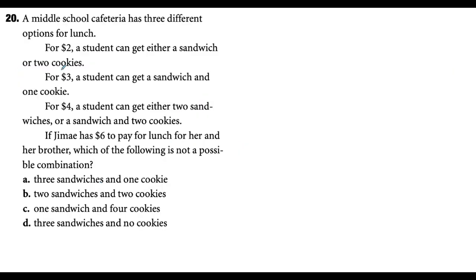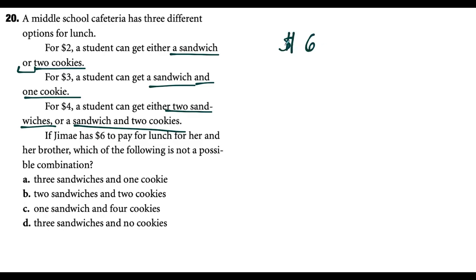So for question 20, we have a bunch of food options at a middle school cafeteria. Here are the 3 options. $2 gets you a sandwich or 2 cookies. The key phrase is "or", that's a little bit of a trap. So sandwich or 2 cookies. $3 gets you a sandwich and 1 cookie. $4 gets you either 2 sandwiches or a sandwich and 2 cookies. Jimmy has $6 to spend for lunch for her and her brother, and we want to know which of the following is not a possible combination.